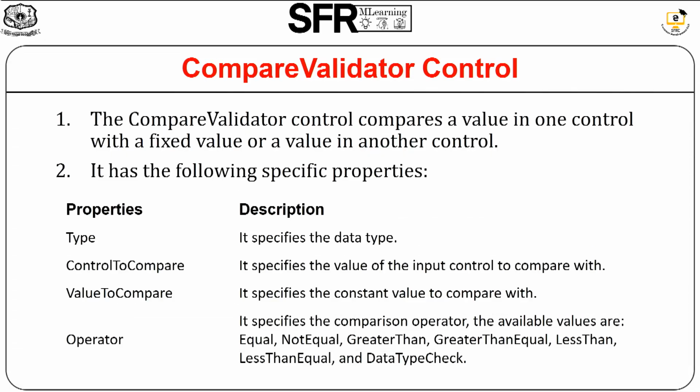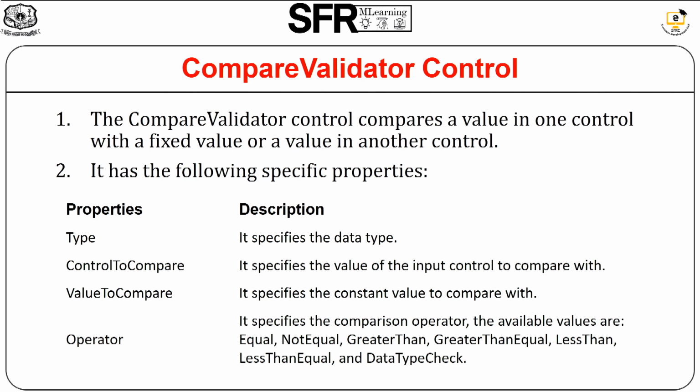The next validator control we are going to discuss is the compare validator control. It compares a value in one control with a fixed value or a value in another control. The compare validator control also has various properties. The first property is type. It specifies the data type. The next property is control to compare. It specifies the input control to compare with.